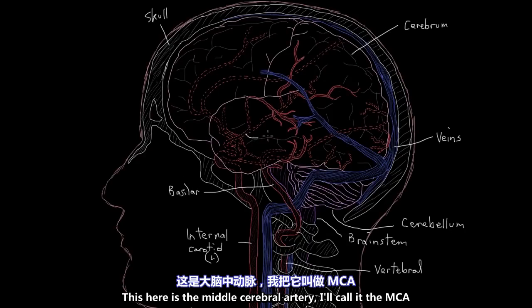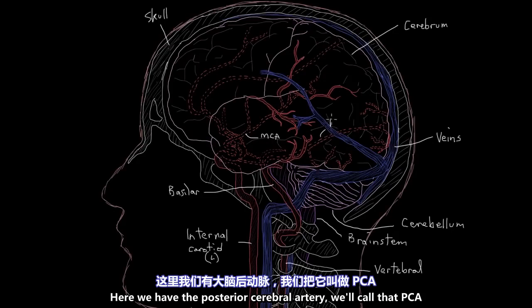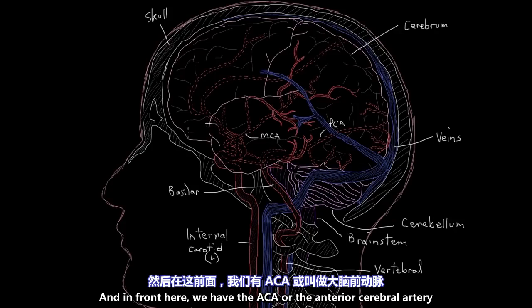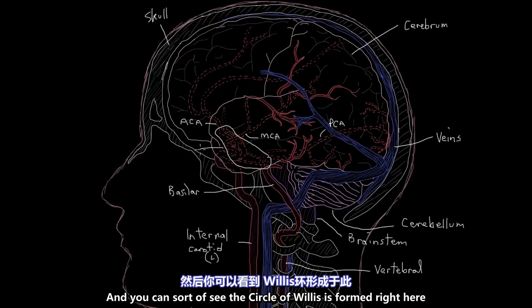This here is the middle cerebral artery. I'll call it the MCA. Here we have the posterior cerebral artery. We'll call that the PCA. And in front here we have the ACA, or the anterior cerebral artery. And you can see the circle of Willis is formed right there.